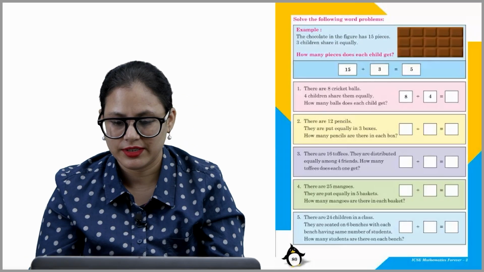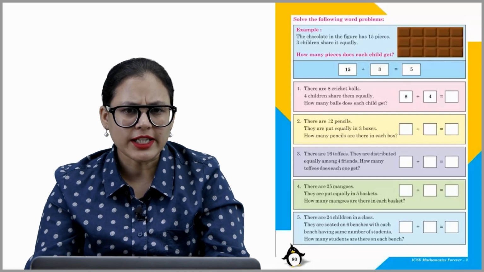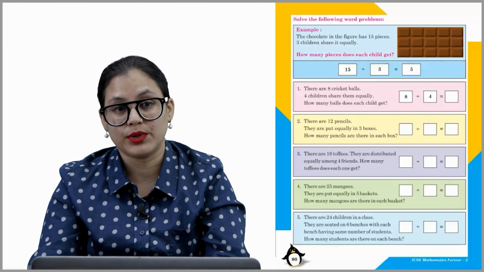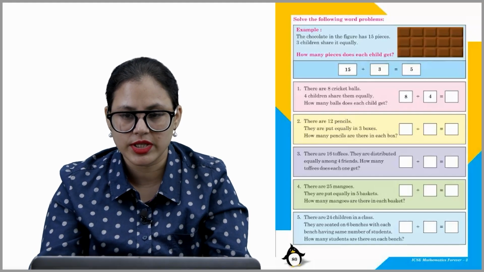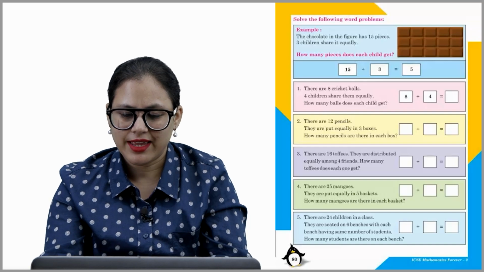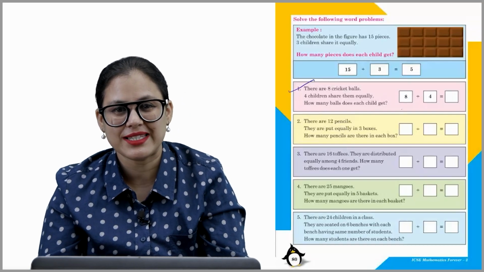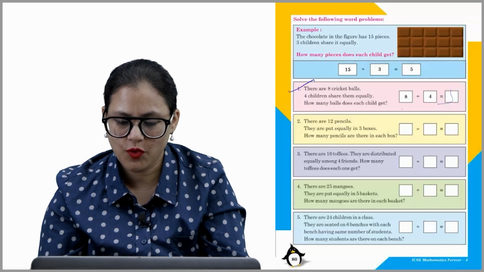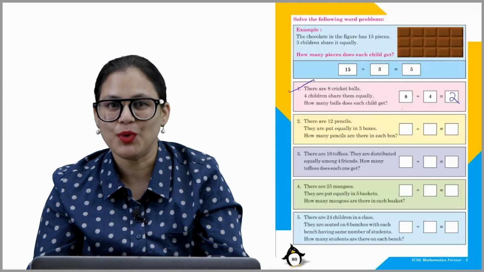Okay. Solve the following word problems. The chocolate in the figure has 15 pieces, right? 3 children share it equally. How many pieces does each child get? 15 divided by 3 is equals to 5. Next, there are 8 cricket balls. 4 children share them equally. How many balls does each child get? 8 divided by 4 is what? 2. That means each child gets 2 balls.